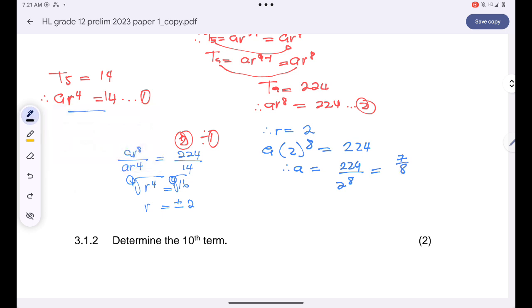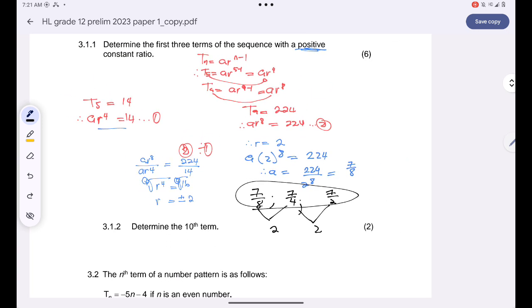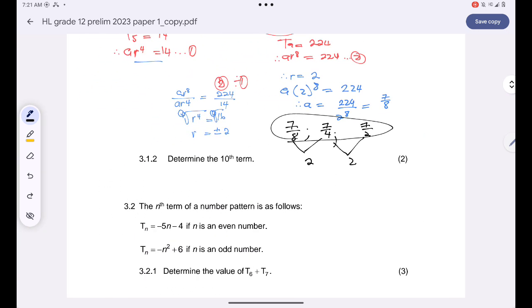And hence the first three terms will be 7 over 8, and then for the next term, remember that our constant ratio is 2, right? So for us to find the next term, we must just multiply by the constant ratio. Our next term will simply be 7 over 4, and then the third term will simply be 7 over 2. These are the first three terms of our sequence that has a positive constant ratio.